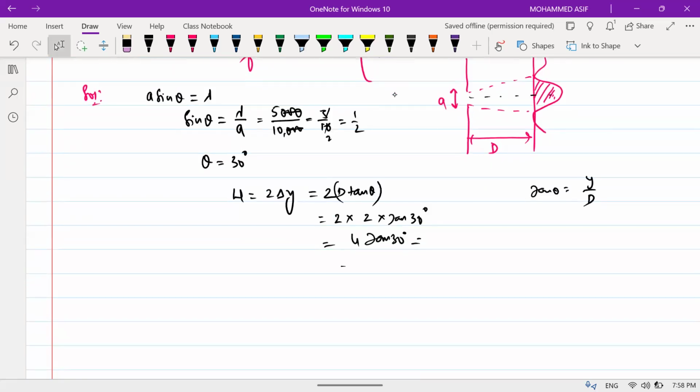Tan 30 is how much? 1 by root 3. So it is 4 by root 3. So 4 by root 3 is how much? 4 by root 3 value is 1.732 approximately. See how much I'm getting.